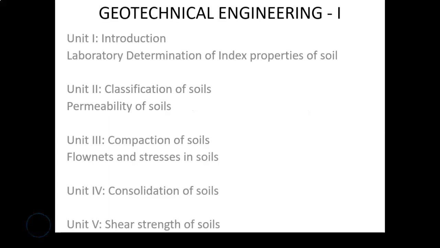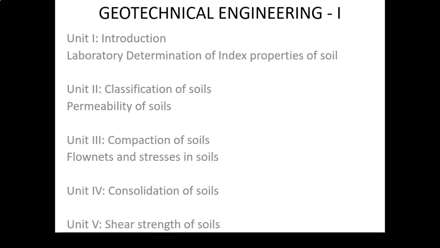What are the index properties of soil? Specific gravity, water content, particle size distribution, consistency limits, field density, density index, etc. The purpose of finding these index properties is to identify and classify the soils for various engineering purposes. What are the engineering properties of soil? There are three engineering properties of soil: permeability, compressibility, and shear strength.